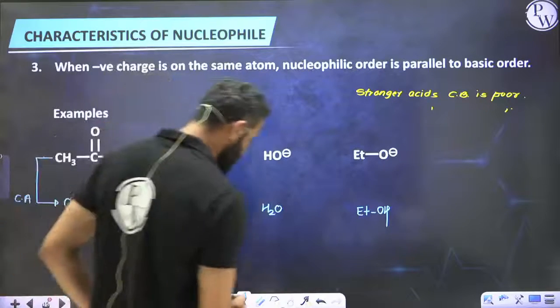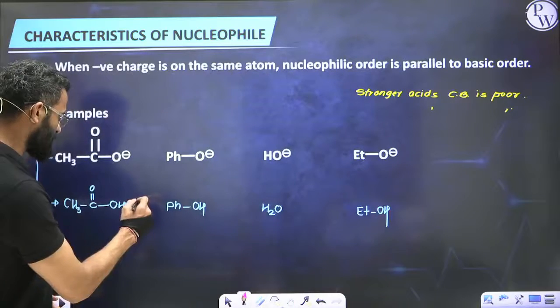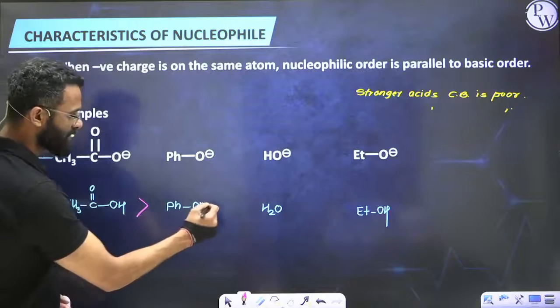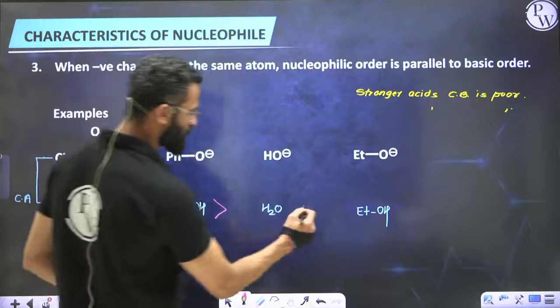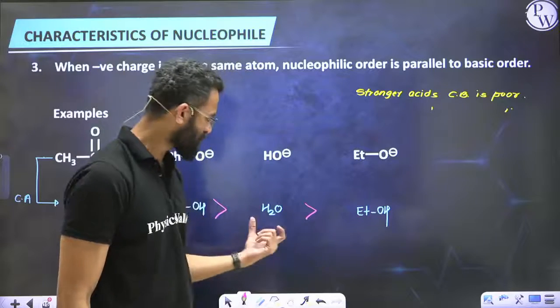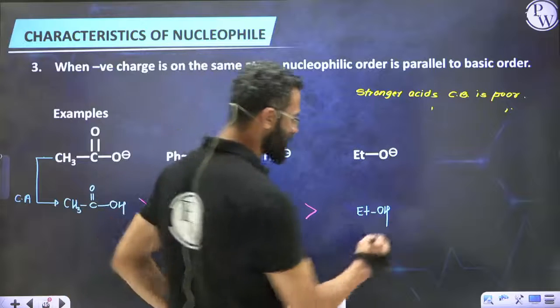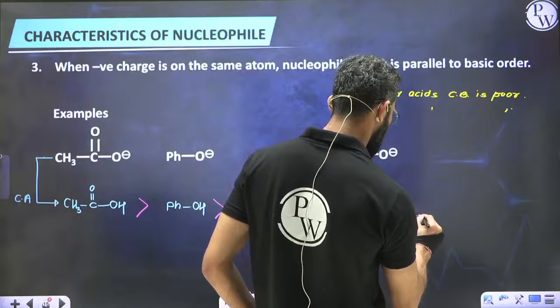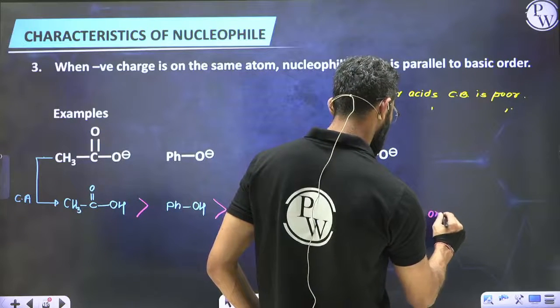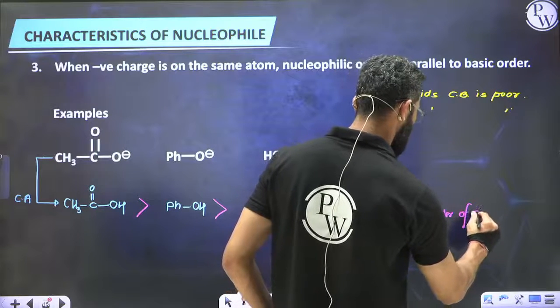And now if someone asks me to write down the order of acidic strength, I will say carboxylic acid is the strongest acid, then phenol, then water, and then ethanol. We know the fact that only methyl alcohol is stronger than water; the rest of the alcohols are weaker acids than water. So what you have mentioned just now is the order of acidic strength.